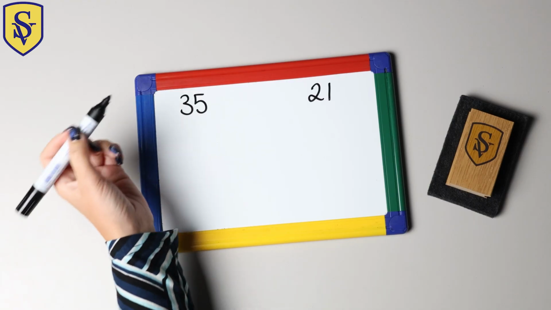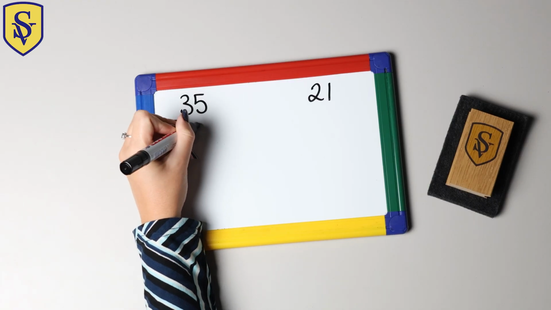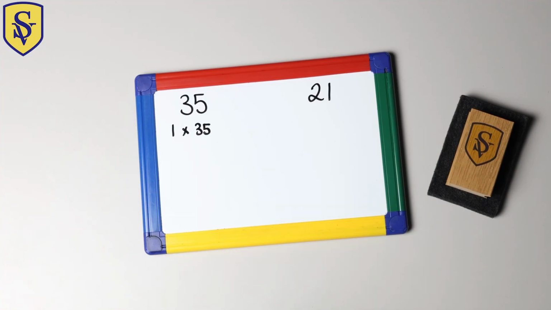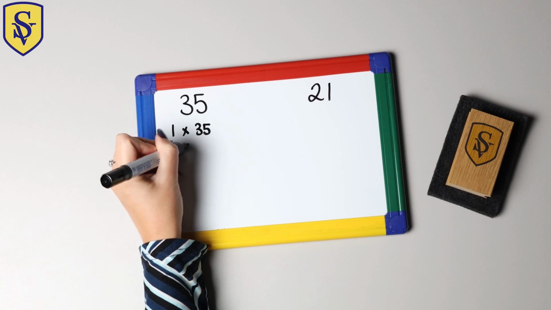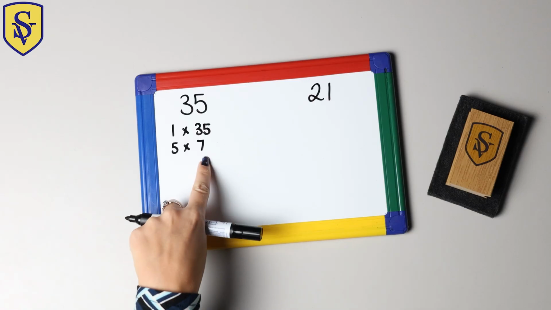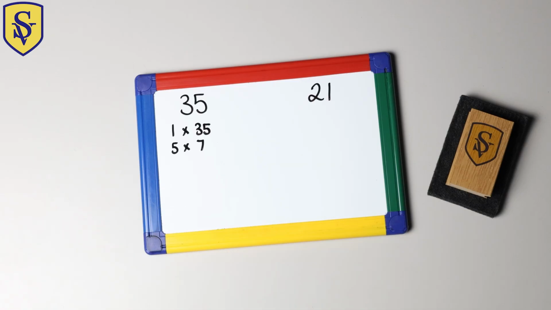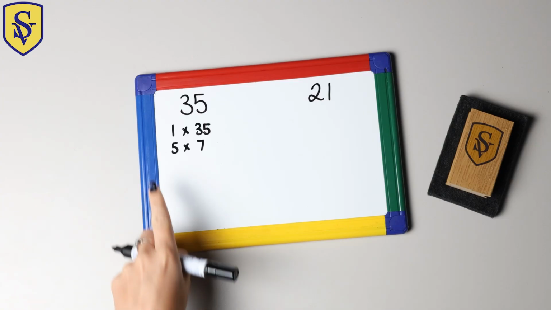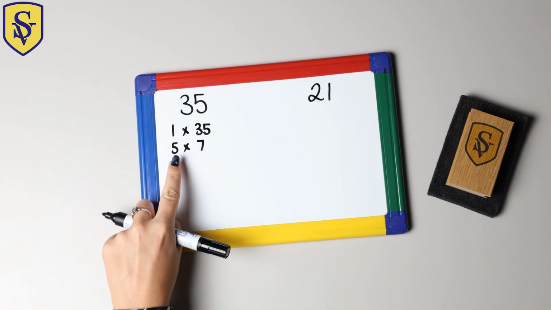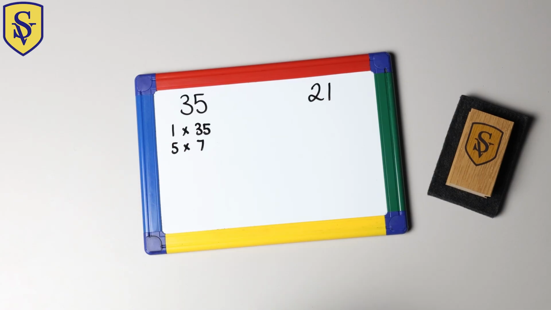So to make 35, you're going to have 1 times 35. It's not in the 2 times table, it's not in the 3 times table, it's not in the 4 times table. In the 5 times table, it would be 5 times 7. It's not in the 6 times table, it's already in the 7s. It's not in the 8 times table, not in the 9s, not in the 10s, not in the 11s, and not in the 12 times table. So that's what we have so far, 1 times 35 and 5 times 7.